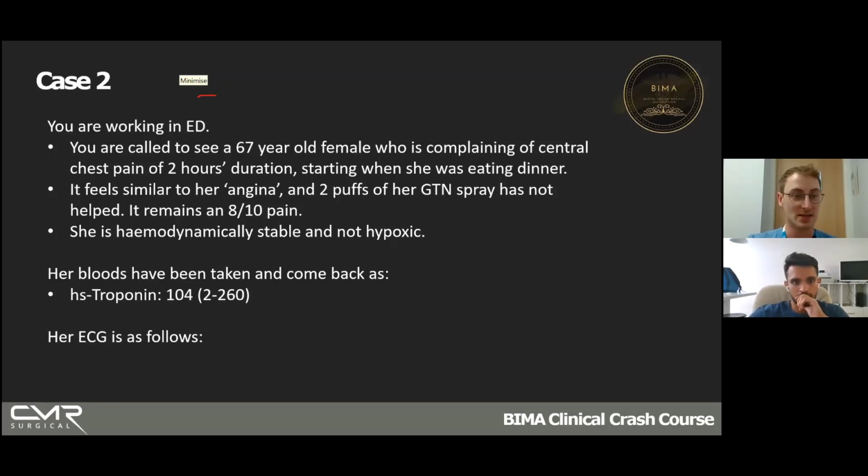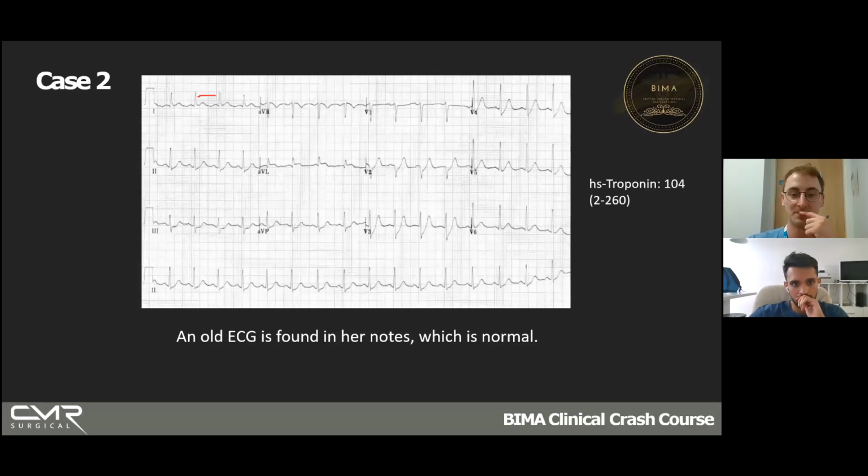Anyway, hopefully everyone's had a minute or two to read it. So again, nurse gives you the ECG. Here you go, doctor, what's going on? So here's the ECG. You have a dig through the old notes and you find an ECG from last week which is completely normal. Just as a reminder, she's got some chest pain, her GTN hasn't worked, and her troponin is mildly raised.